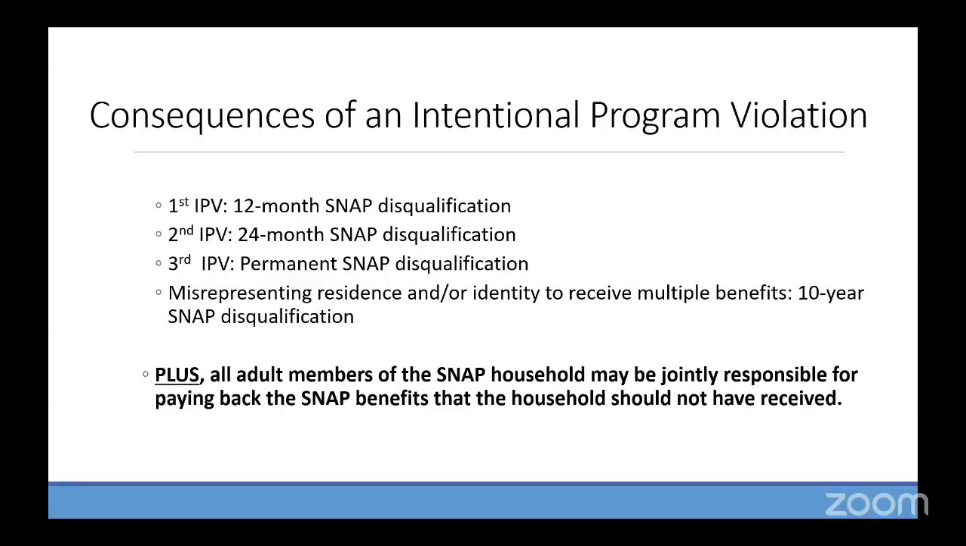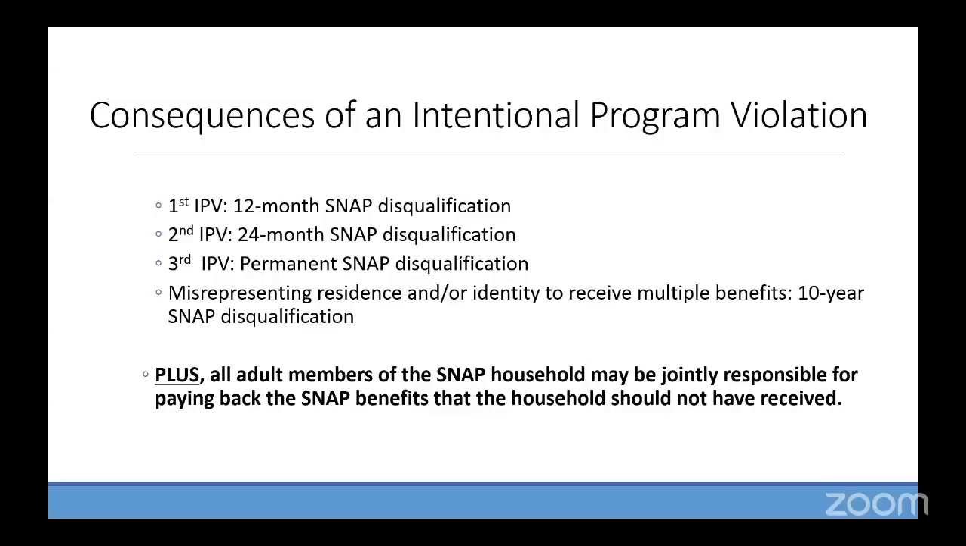There are some pretty serious consequences to an intentional program violation. If it's the individual's first program violation, they are disqualified for SNAP benefits for 12 months. If it is their second program violation, they're disqualified for SNAP for 24 months. And if it's their third program violation, they will be permanently disqualified from SNAP benefits across all states.